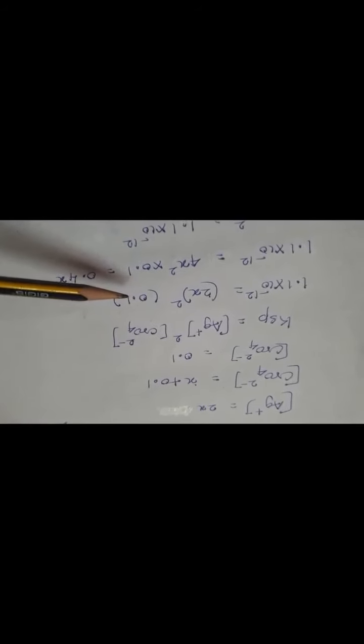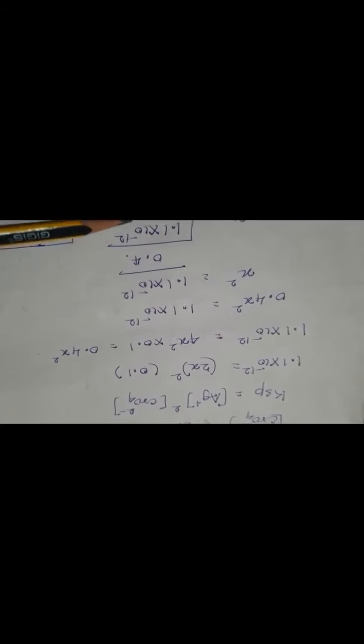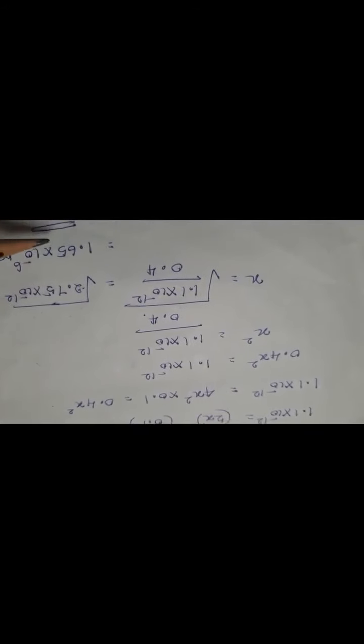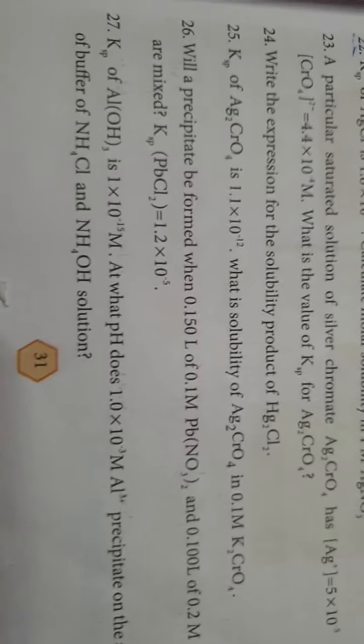Substitute the values. The Ksp value is given, 1.1 into 10 power minus 12, equal to Ag+ which is 2x, so 2x the whole square, into CrO4 2- which is 0.1. That is 4x square into 0.1. Simplify this and calculate x. So 0.4x square is equal to 1.1 into 10 power minus 12. So x square is this value, and x is the square root of this, which gives 1.65 into 10 power minus 6 M.